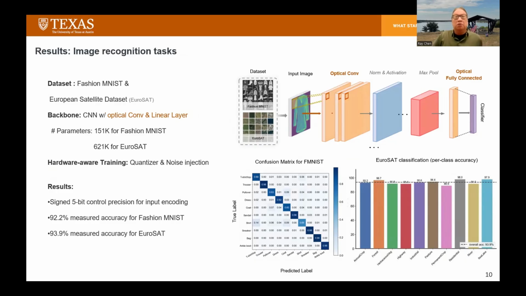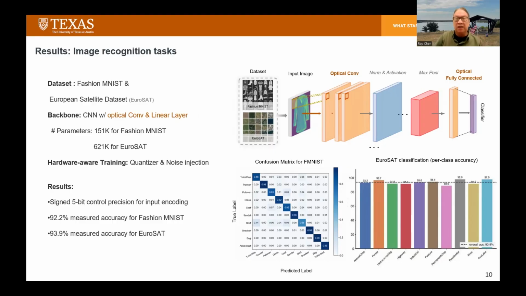Starting from the basic image recognition task, we evaluate two benchmarks, Fashion MNIST and also the European satellite data set, EuroSAT. The model is a lightweight convolutional neural network where the core convolution and the linear layer are implemented with our chip. As you know, in this case, the linear layer is mainly for the dot product multiplication. To maintain the signal integrity, everything else like normalization, activation, and pooling stays in the standard digital pipeline.